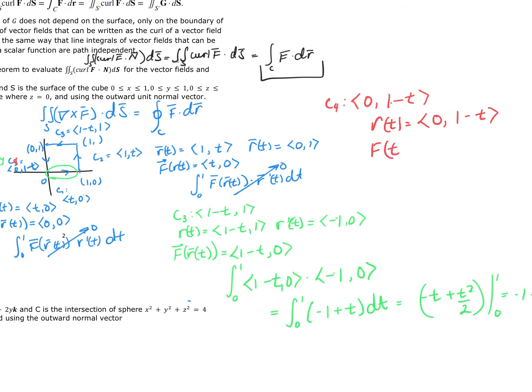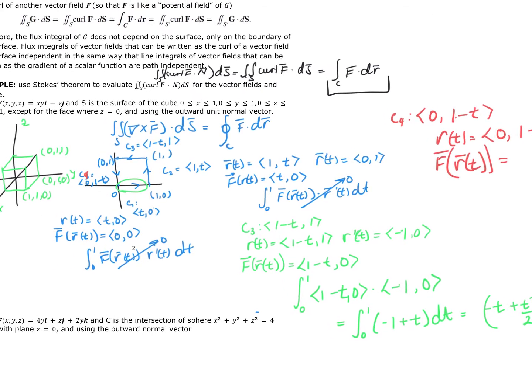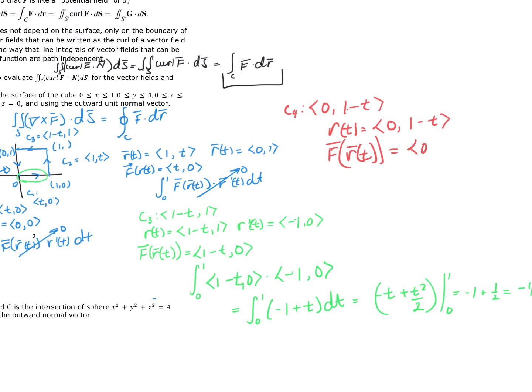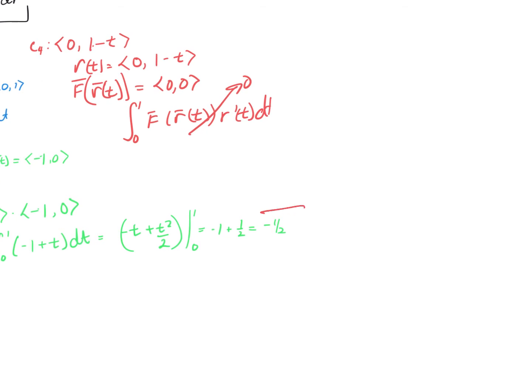Then my f of r of t, not prime, just t, is going to be, well, since my x is 0, it's going to be 0, comma 0. So I don't get anything from this one either. This integration from 0 to 1 of f of r of t, r prime of t dt, also goes to 0. So my final answer is just this.